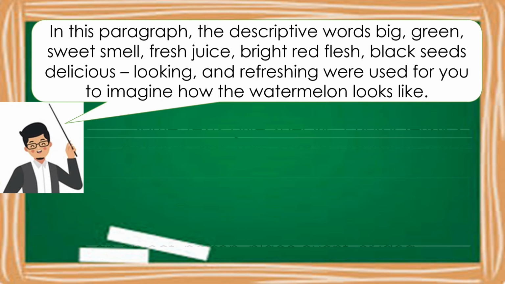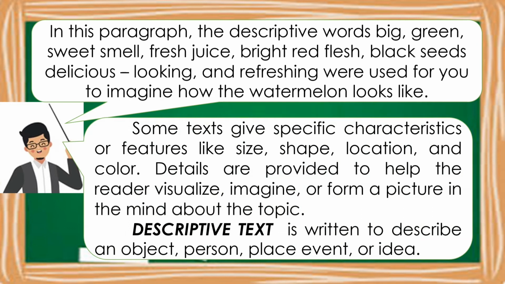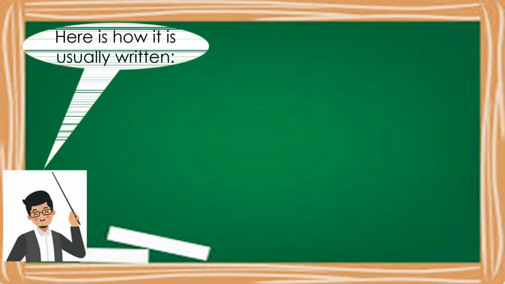Some texts give specific characteristics or features like size, shape, location, and color. Details are provided to help the reader visualize, imagine, or form a picture in the mind about the topic. Descriptive text is written to describe an object, person, place, event, or idea. Here's how it is usually written. Let us study the picture shown.